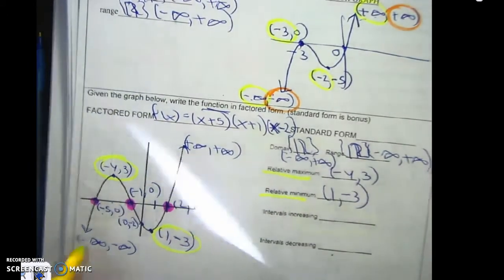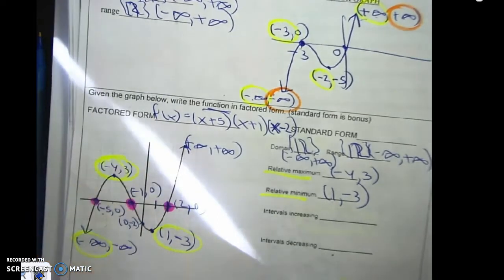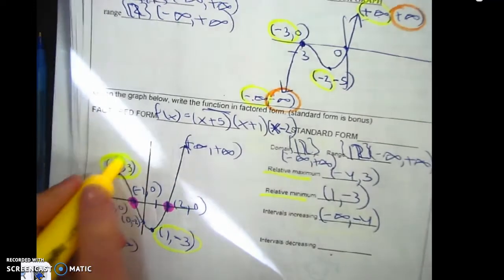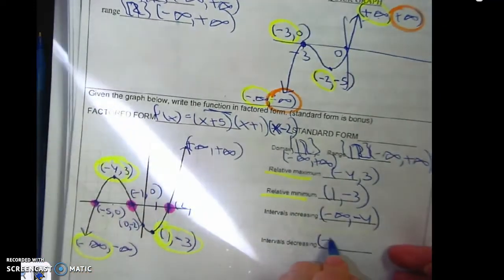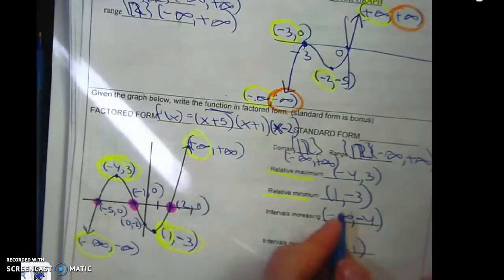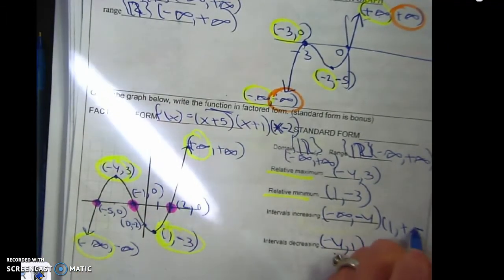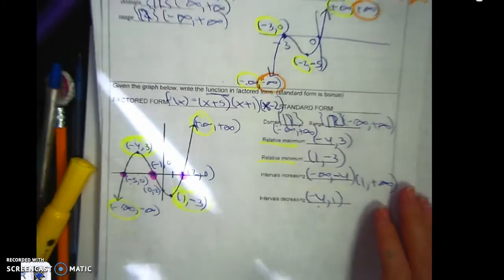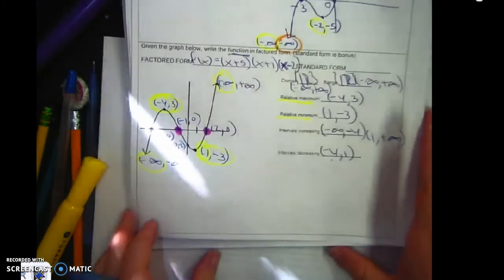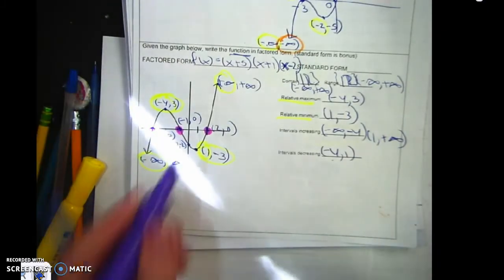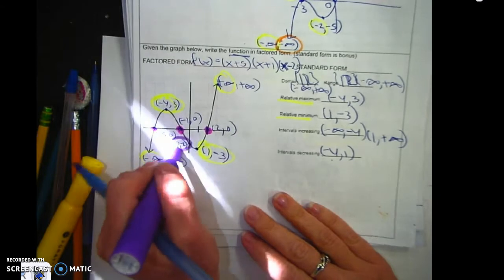Intervals increasing and decreasing, negative infinity to negative 4, increasing. Negative 4 to positive 1, decreasing. And 1 to positive infinity, increasing. Okay. All right, so I knew that felt a little bit too like no problem. So there's a mistake, and the mistake is that I didn't account for this y-intercept.